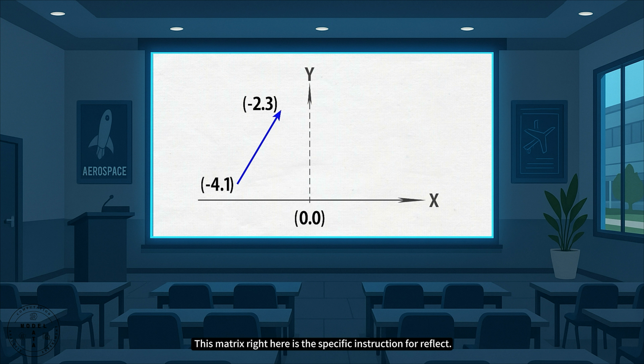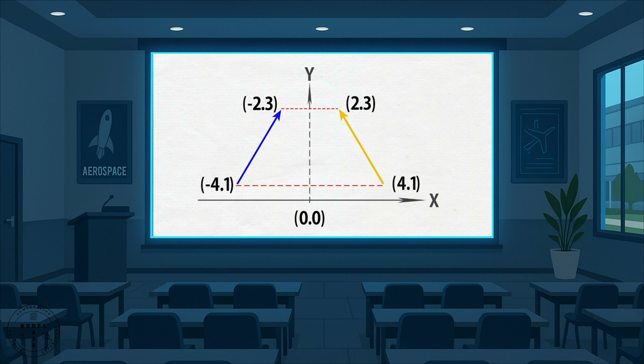This matrix right here is the specific instruction for reflect. And notice how the numbers are totally different from the last one? That's the big idea here. Every single unique action has its own unique matrix code.